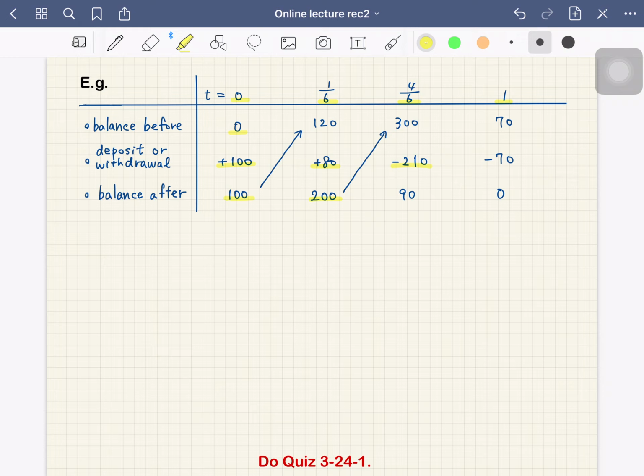Suppose that this 200 becomes 300 and we withdraw $210. Since this is a withdrawal, it is negative 210. After the withdrawal, the balance becomes 90. Suppose that this 90 becomes $70 at time 1, and finally we withdraw $70 to make the balance 0. In this case, we want to think about the dollar-weighted interest rate.